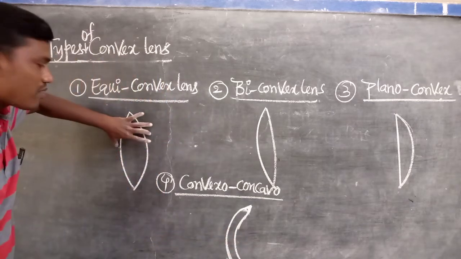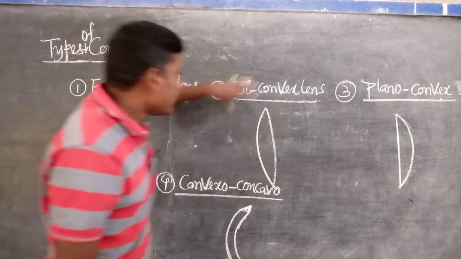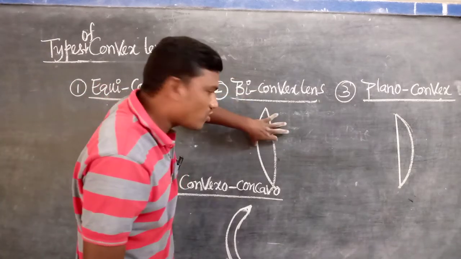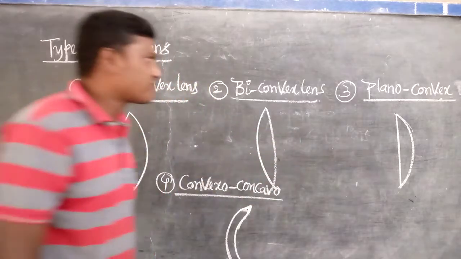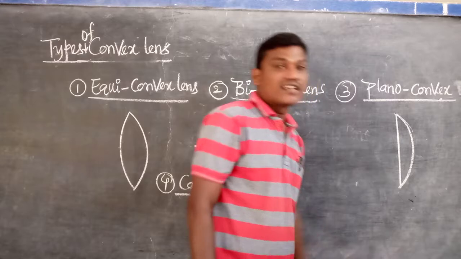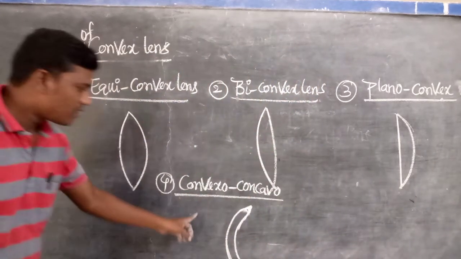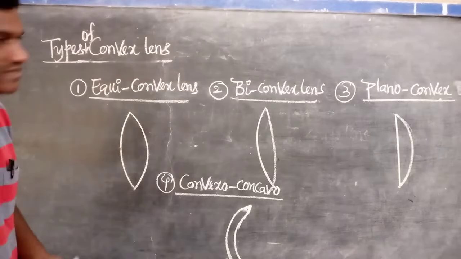So the equi-convex lens is nothing but both are having the same radius of curvature. It is the biconvex lens. Both are spherical surfaces, but they are not having the equal radius of curvature. Plano-convex lens, one is plane, another one is the spherical surface. Next here, convexo-concave. These four types of lenses are available to us.